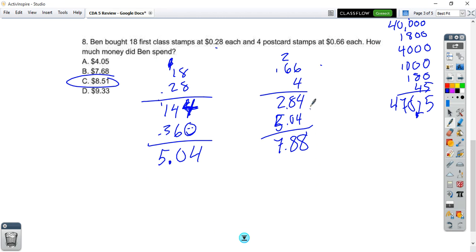Okay. Then I have 66 times 4. 4 times 6 is 24. 4 down, carry the 2. 4 times 6 is 24, plus 2 is 26. Not bad. That should be a 6. And so I was off on my estimate by a decent amount. This is why we want to check our work. So the answer is actually B.